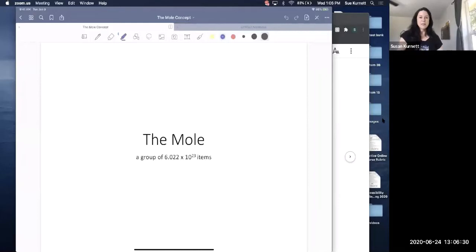The mole is a group of 6.022 times 10 to the 23 items. And that's a really large number. I'm going to expand that. 6.022. So I've done 1, 2, 3, just 20 to go.